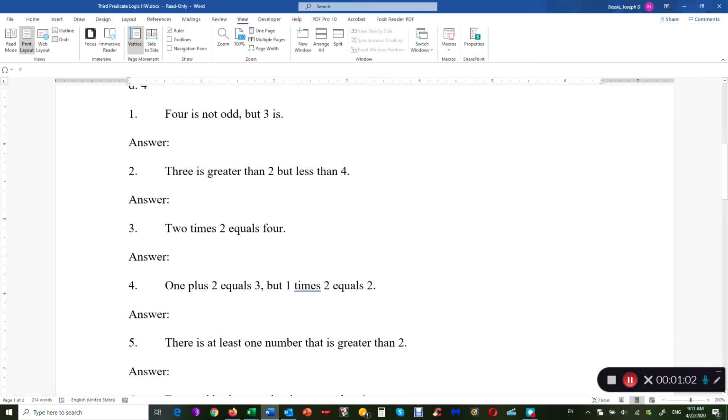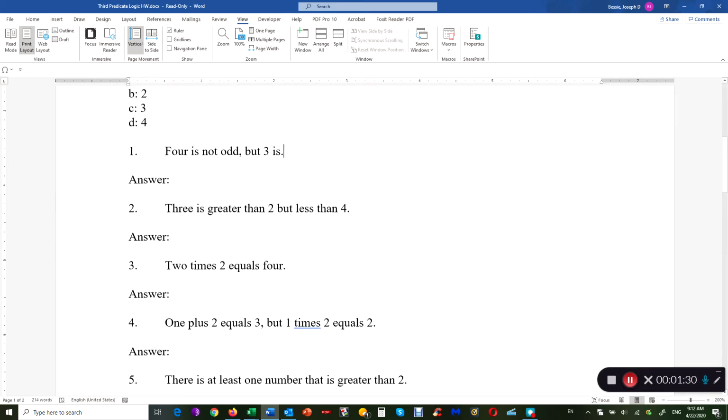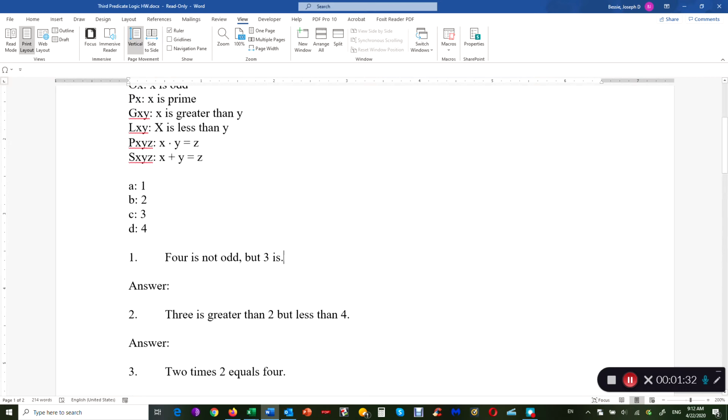The thing that you're given: 4 is not odd, but 3 is. Notice that it just has the form that you're familiar with, not P and Q. It just has that shape: a negation of a left-hand conjunct and the assertion of the right-hand conjunct. But just means and. And instead of using statement letters, we use the predicate symbols that we're given, as you're starting to become familiar with.